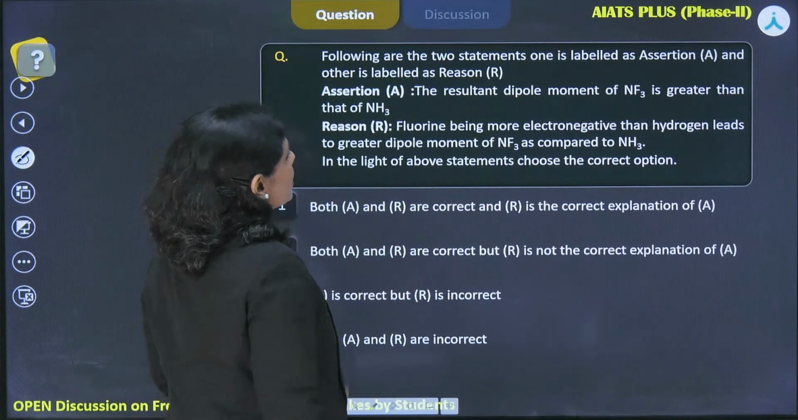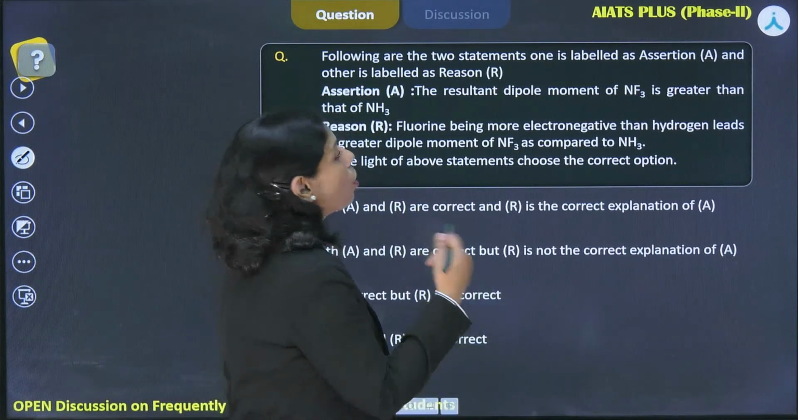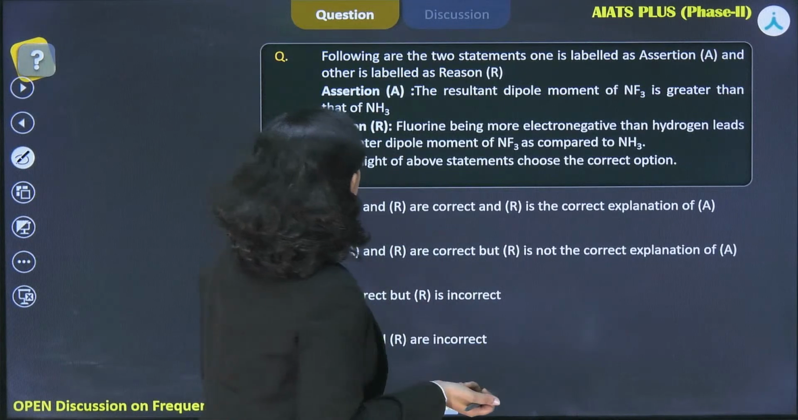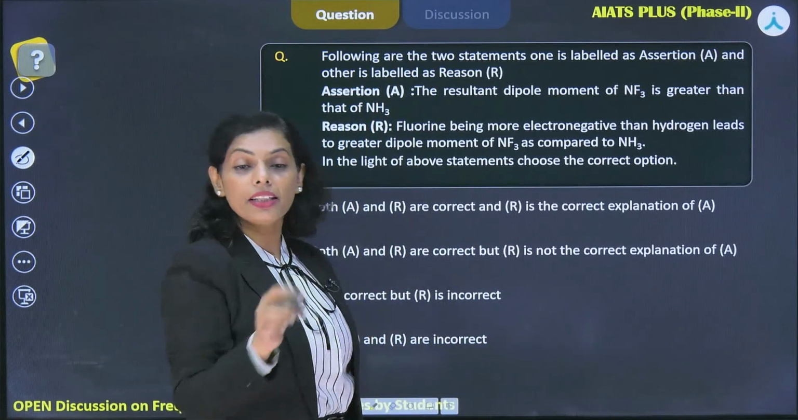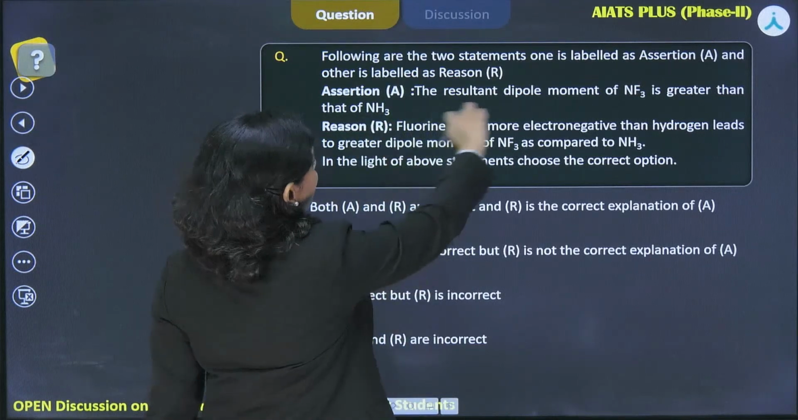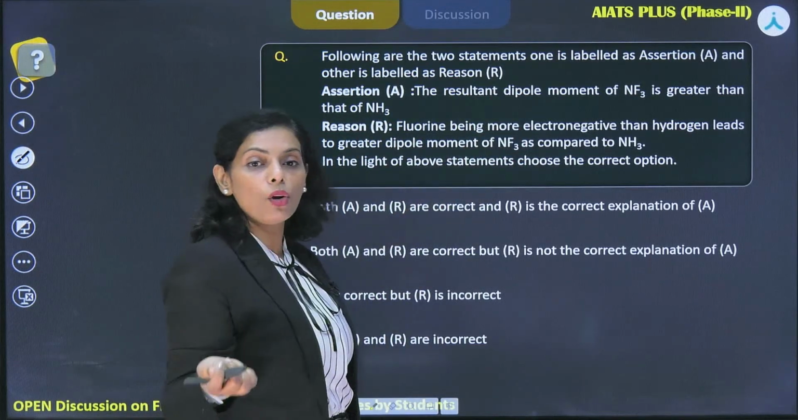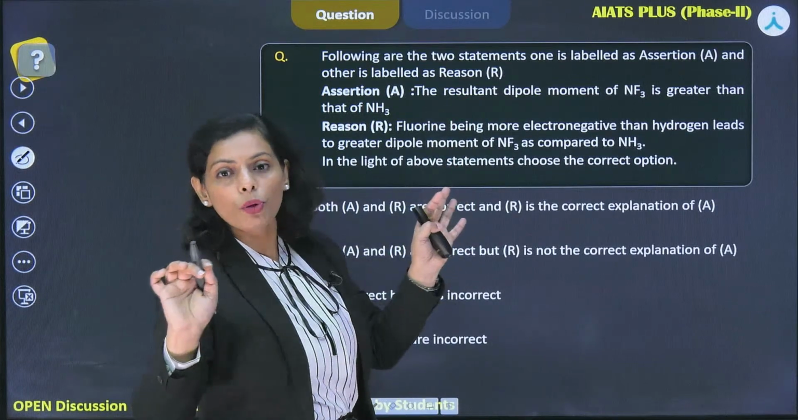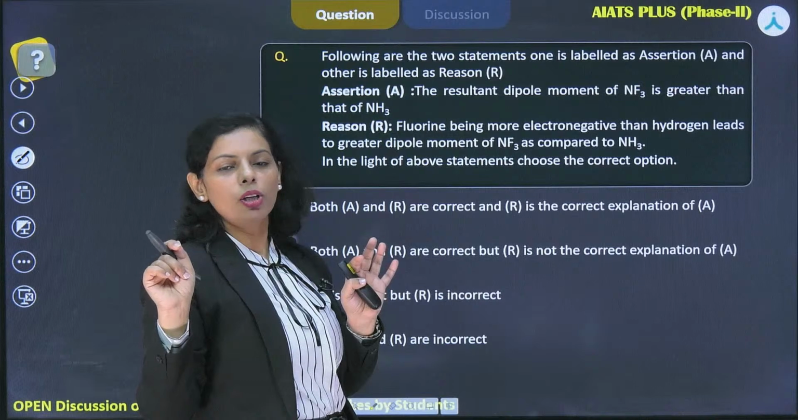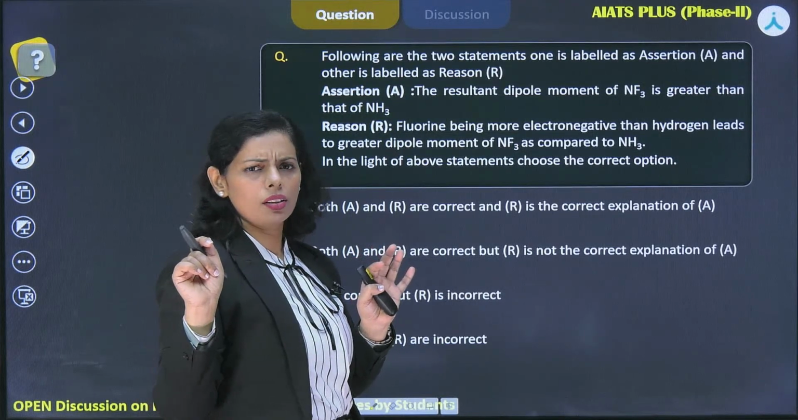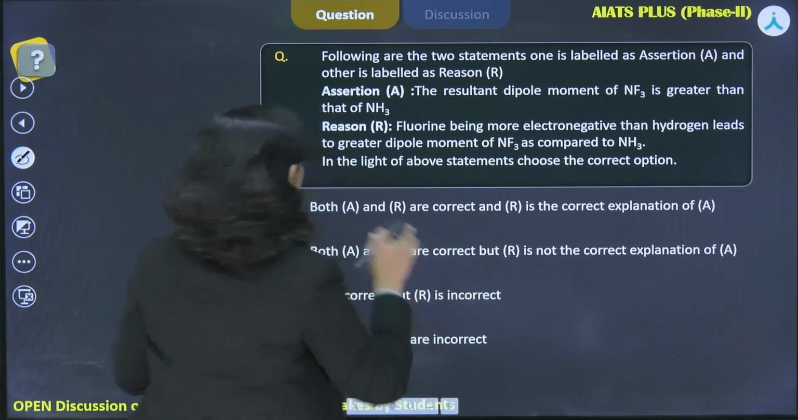Okay, so this is the question again from chemical bonding. And it says that 2 statements are given. One is assertion, other is reason. Assertion statement you have to read to find out whether it is 104 degrees, 28 minutes of arc. Acha, 4th option. Okay, Mohit.